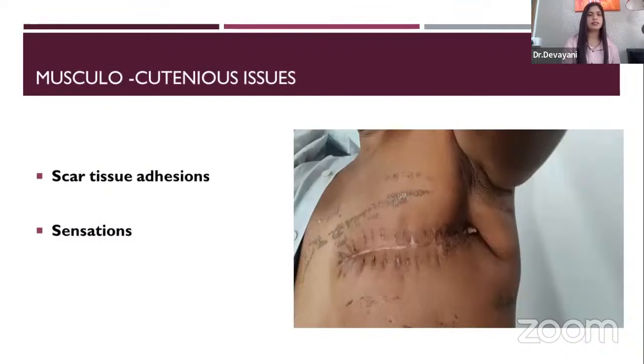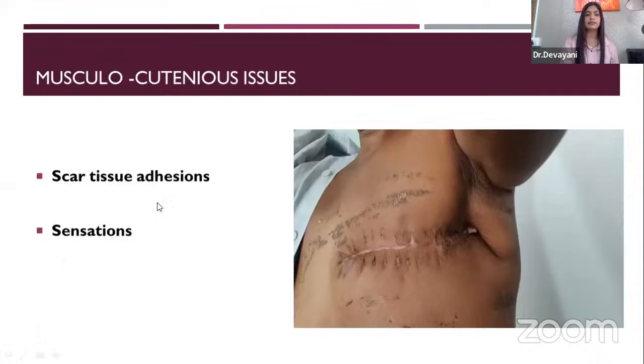Some other musculocutaneous issues are these scar tissue adhesions, which will lead to range of motion restrictions and pain. And yes, sensations, all the female patients will tell you that I don't get sensations here. It's numbness or it's some kind of tingling. That's okay, because during the surgery, a lot of sensory nerves are incised and they don't develop again. So a little bit of sensory issues is there in all the females, nearly all the females.